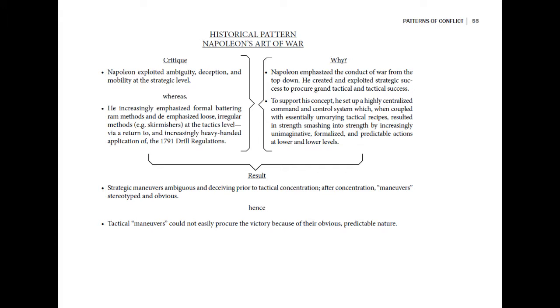And he emphasized conducting war from the top down. You want to get strategic success, then grand tactical success, and then tactical success. Strictly a top down mentality. The concept he set up was highly centralized command and control. He would have a scheme in his mind, and the marshals didn't know it, yet they had to do what he wanted, and they worried about their own troops. It gets more and more rigid as you go down lower and lower. So the result is strategic maneuvers are ambiguous, and even prior to tactical concentration, after concentration, it's stereotyped, and it could not even procure the victory because of its obvious nature.